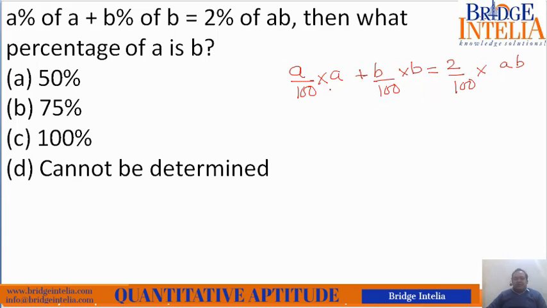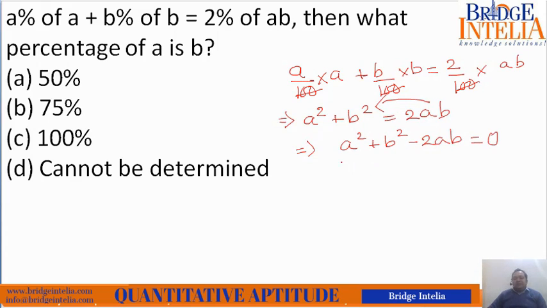So 100 can be taken as common and cancelled. All these hundreds will eventually get cancelled. And from here you can see that A square plus B square is equal to 2AB. If you switch its sides, this would become A square plus B square minus 2AB is equal to 0. And this is a standard expansion of A minus B whole square, which comes out to be equal to 0. So from here, you can see that A is equal to B.